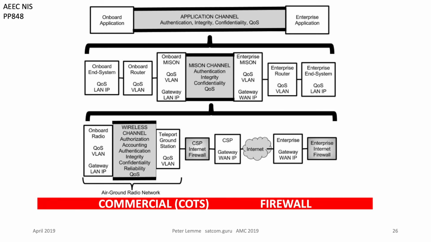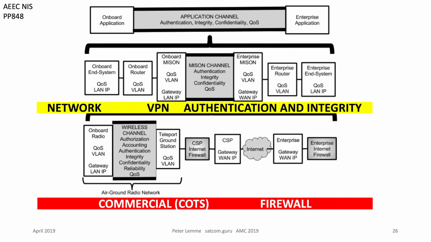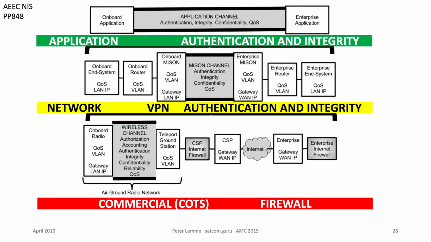The bottom is a commercial or off-the-shelf layer. This is where you have your basic firewalls and things like that. In 848, they're expressing a network layer component. This is a VPN that extends from the airplane to the enterprise, allows us to ensure that the airplane's connecting to the right facility. And then the application has to provide its own security. It has to make sure that the data it's receiving is from whom they expect and that data hasn't been corrupted. And the application has to do that itself. It can't trust the layers below it to do that for it.